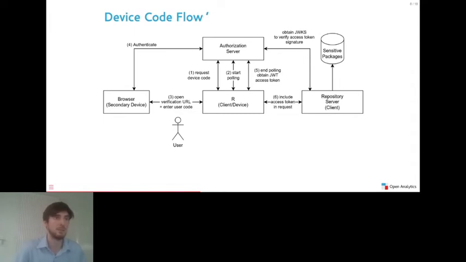In the meantime, the user is presented with a verification URL and a user code, which he can then open on his web browser. There he completes the authentication or the login. And then finally, that R process that was continuously polling finally gets a successful result and will be able to exchange the device code for an access token. And then this access token can be used with the repository server as before.